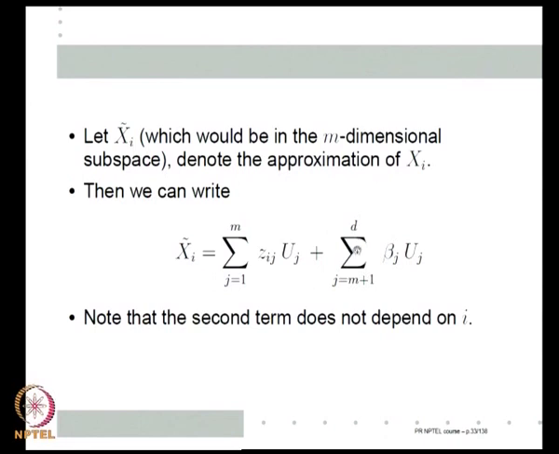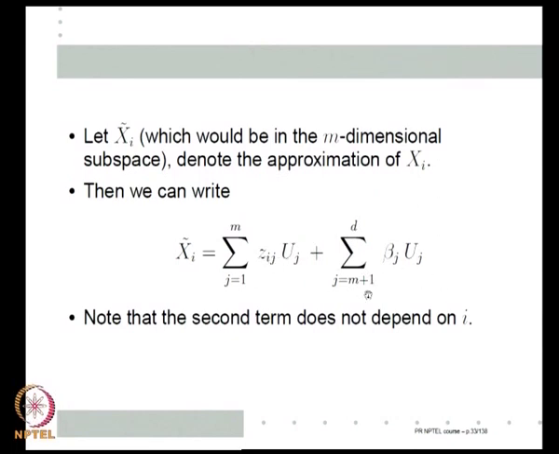Because this is a constant, whatever is in the m dimensional subspace can easily be accounted for by zij. The part of the constant which is not in the m dimensional subspace is what we have to worry about. So, we will write it as the sum over j equal to m plus 1 to d of beta j uj. Now, you can see that this expression is independent of i. This term does not depend on the index i, so it is a constant for all xi. It is simply some constant vector which is in the orthogonal complement of this m dimensional subspace.